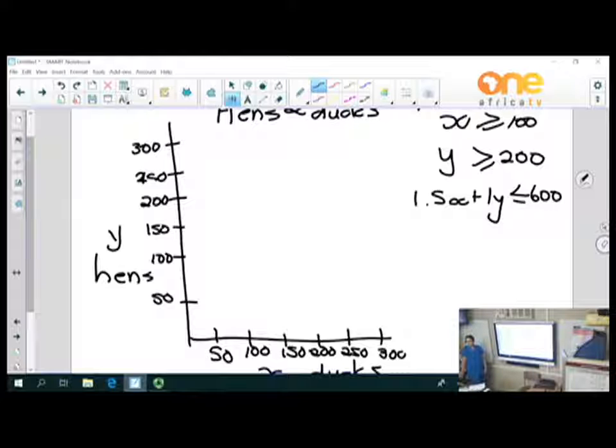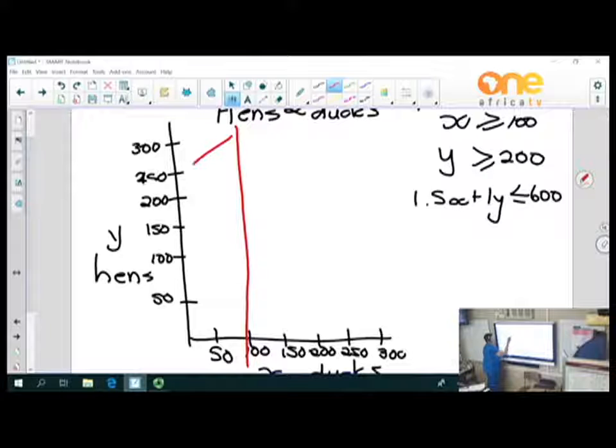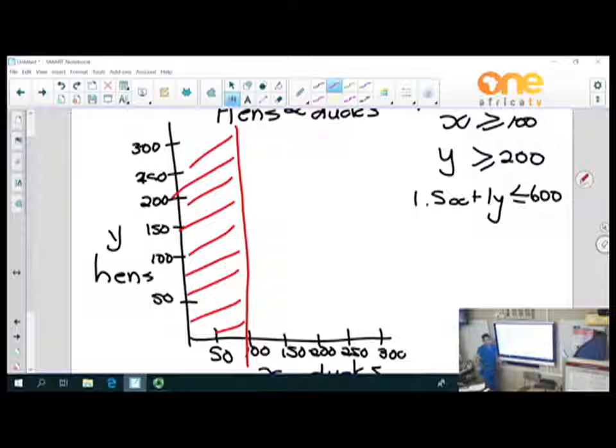Okay, now we're going to draw the lines. Where's the first one? X is more than or equal to 100. This is very easy. Here at 100, I draw a solid line. Which side will I shade now? The unwanted region. So I'm going to shade there.